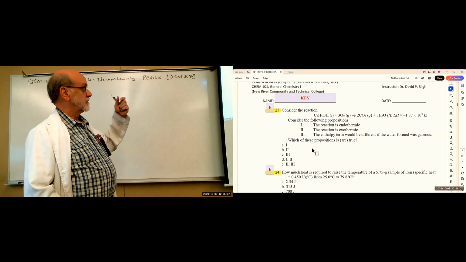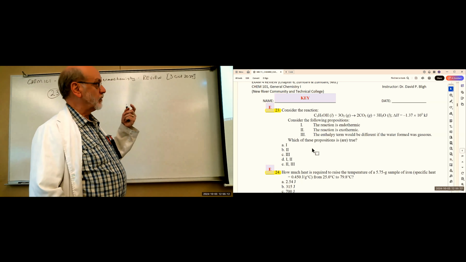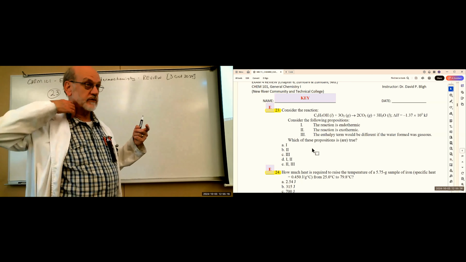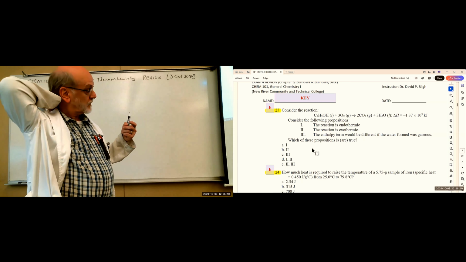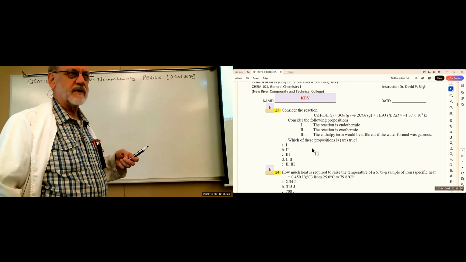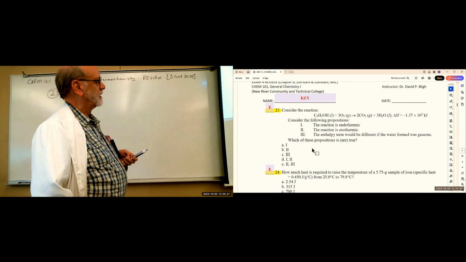And if we combusted 1 mole of ethanol, we would get 137 times 10 to the third kilojoules. A lot of energy. Okay, is this reaction endothermic? It can't be both. It's got to be either endothermic or exothermic. Well, the value for delta H is negative, so it's exothermic. Right? So that means 1 is true. That one's true.